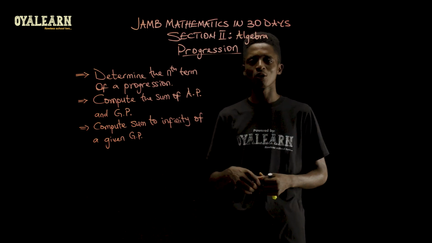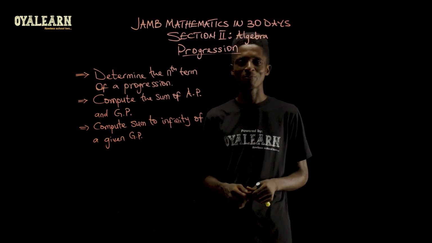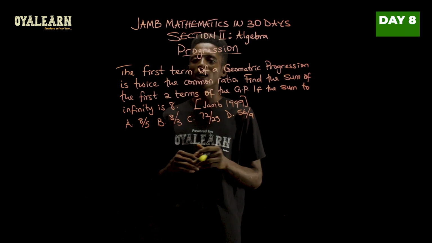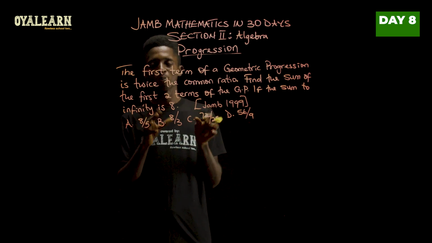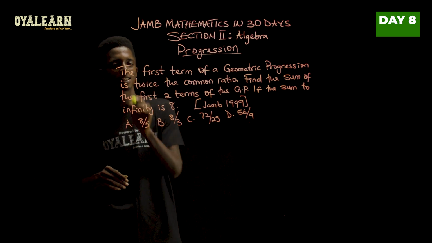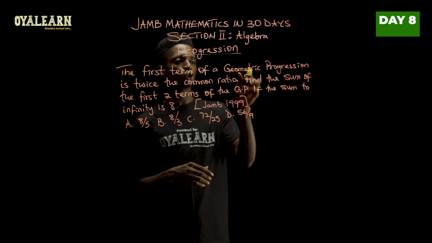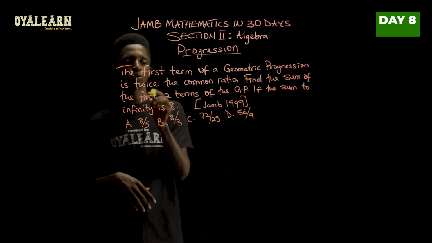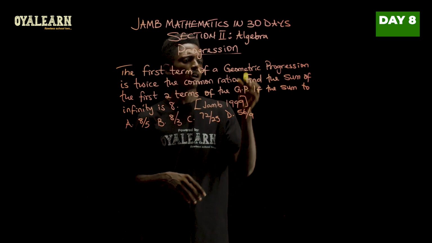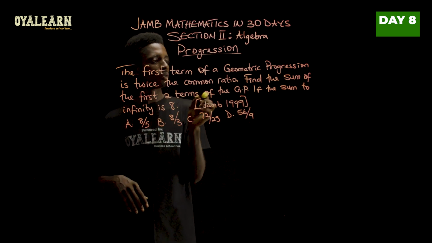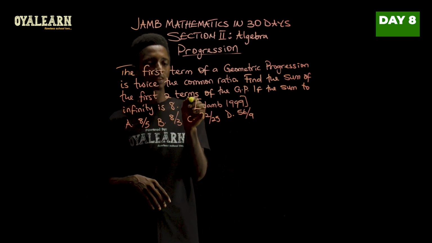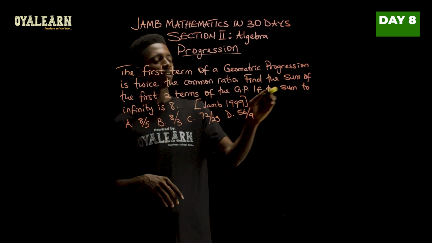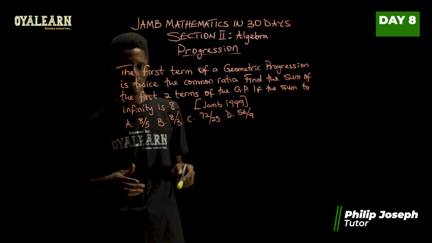Now, let's go on to solve some questions on progression. Here is a question from Jamb 1999 on progression. The question says that the first term of a geometric progression is twice the common ratio. Find the sum of the first two terms of the GP if the sum to infinity is 8.